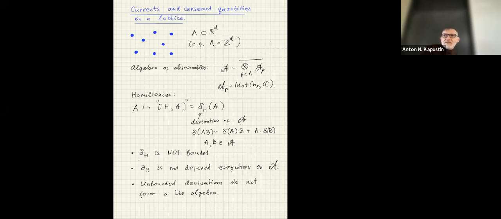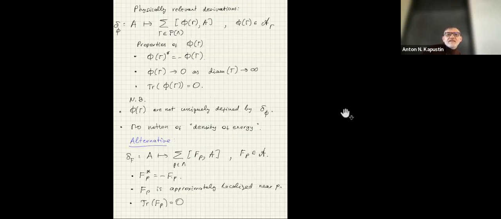So it seems a bit strange physically, because you want to differentiate any observable with respect to time, and it turns out not every observable has a time derivative. What's worse is that typically you want to say that Hamiltonians form a Lie algebra, so if you commute two Hamiltonians you get a third one. But unbounded derivations don't form an algebra because they have different domains and the intersection might be empty. So that's not very convenient.